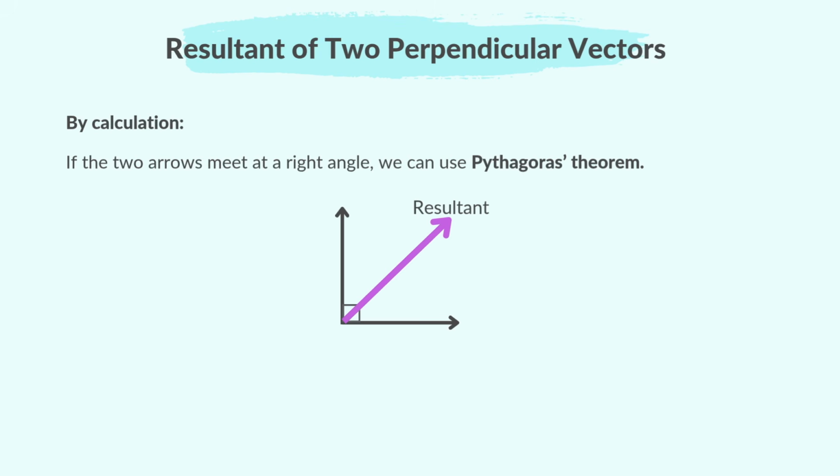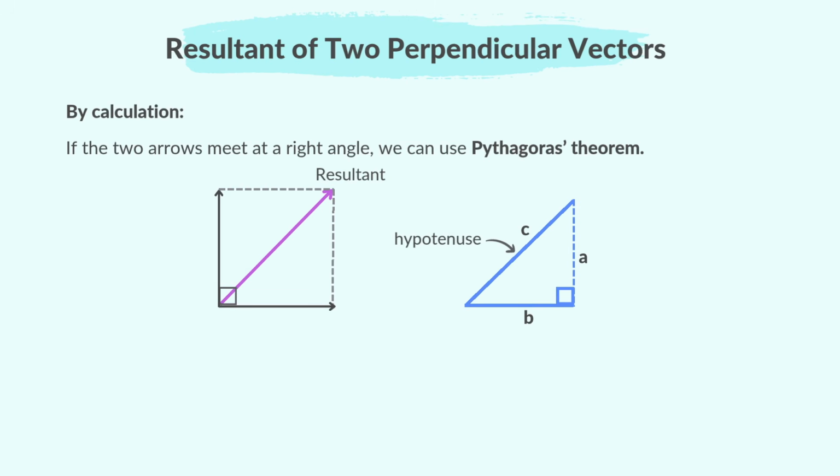If the two arrows meet at a right angle, we can use Pythagoras' theorem. Pythagoras is just a math tool that tells us how to find the longest side, called the hypotenuse, of a right-angled triangle if we know the other two sides. The formula is c squared equals a squared plus b squared. This gives us c squared, but we want c, not c squared. So to find c, we take the square root of both sides.